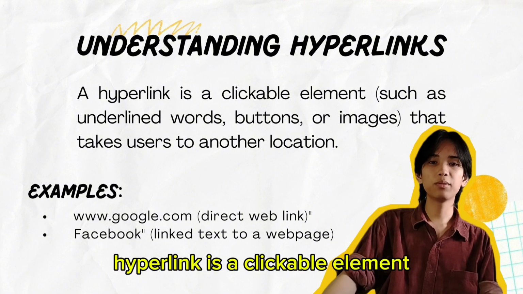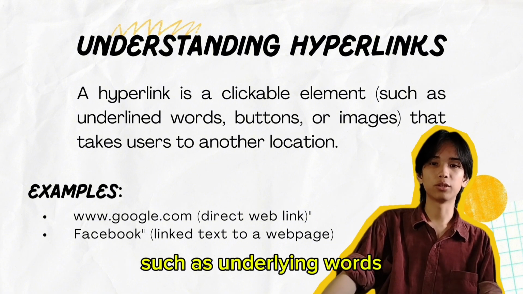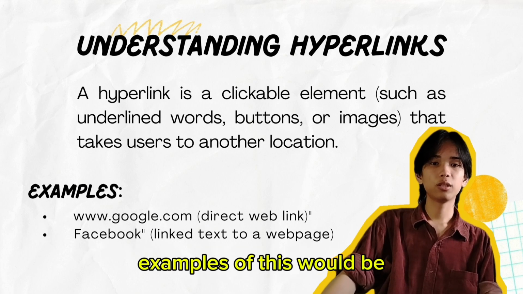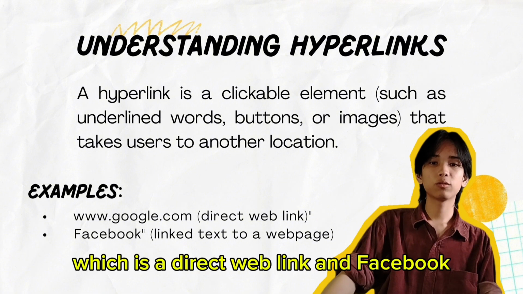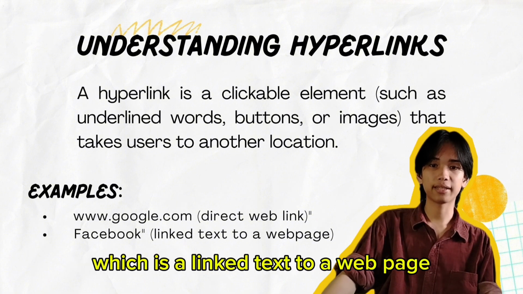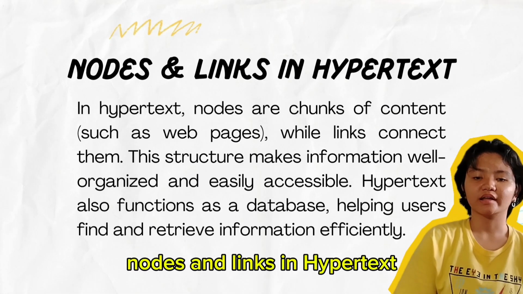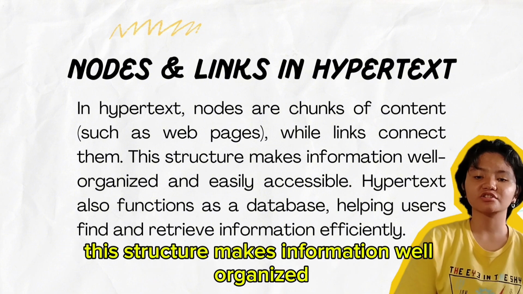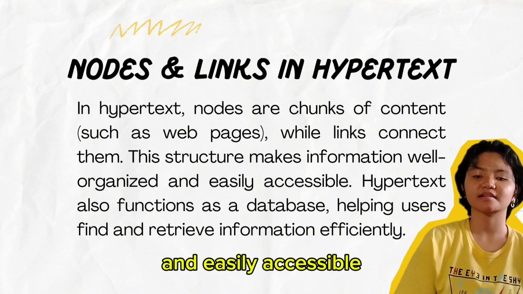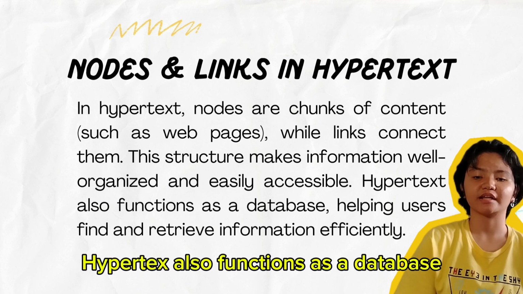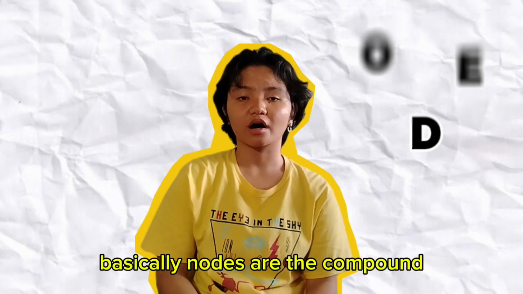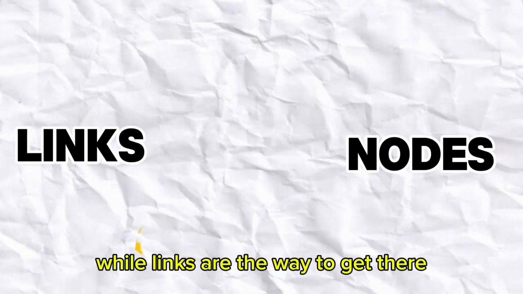Understanding hyperlinks. A hyperlink is a clickable element, such as underlined words, buttons, or images, that takes users to another location. Examples of this would be www.google.com, which is a direct web link, and Facebook, which is a linked text to a web page. Nodes and links in hypertext. In hypertext, nodes are chunks of the contents, such as web pages, while links connect them. This structure makes information well organized and easily accessible. Hypertext also functions as a database, helping users find and retrieve information efficiently. Basically, nodes are the content, while links are the way to get them.